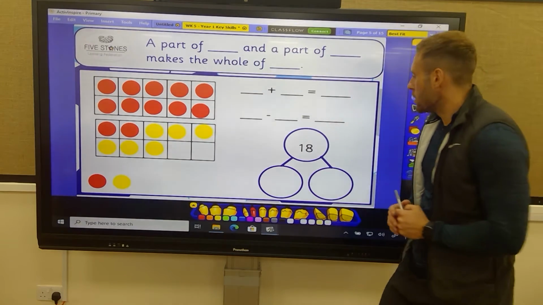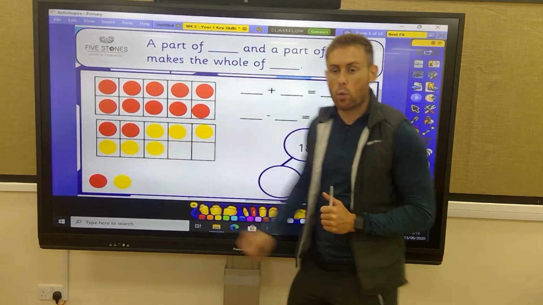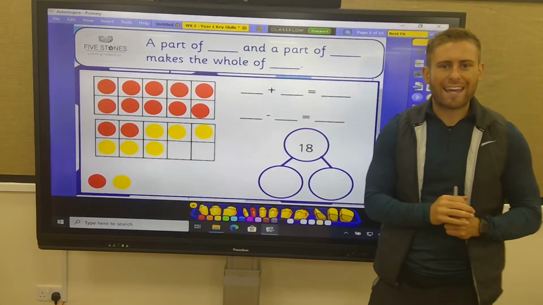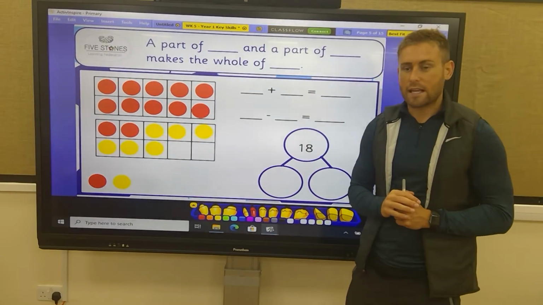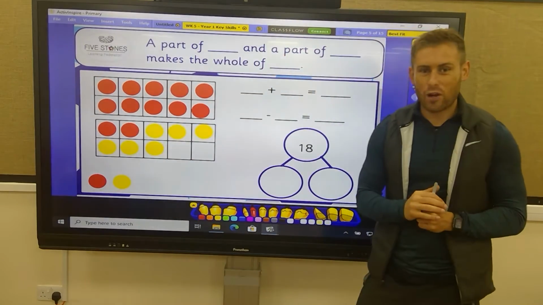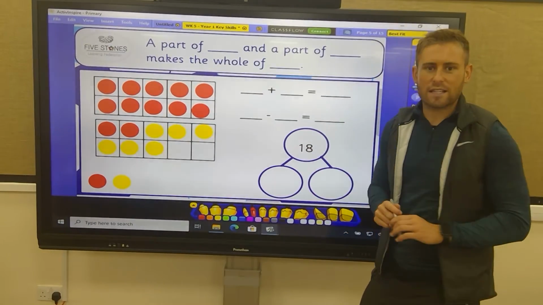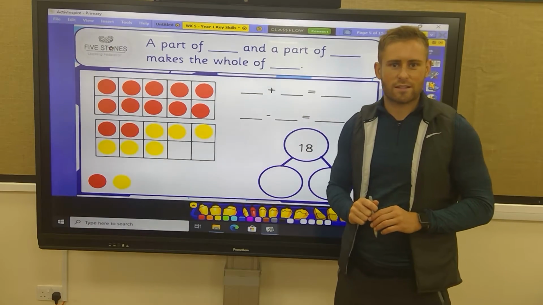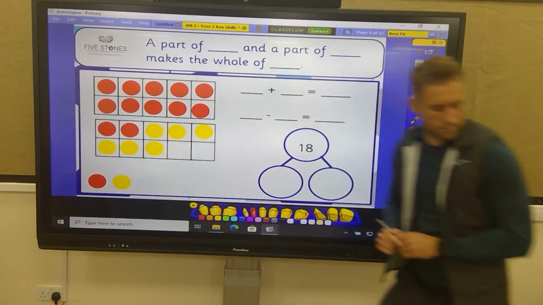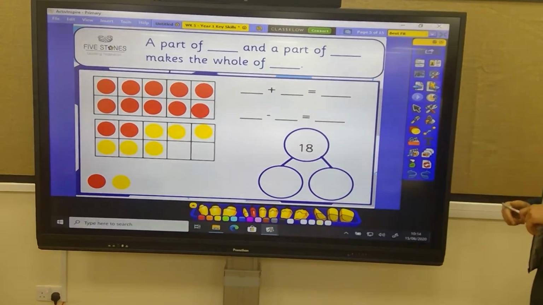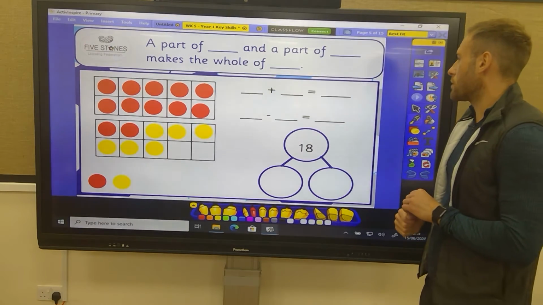Now, I would like you to do this one yourself. So look at the representation here in our tens frame. We are still working with that whole of 18. Can you tell me what the part that is represented by red is and the part that is represented by yellow is? Put it into the part whole model, write your addition number sentence and write your subtraction number sentence, just like we did on the last slide. Pause the video and get that activity done. Thank you. Keep the video paused if you would like more time.